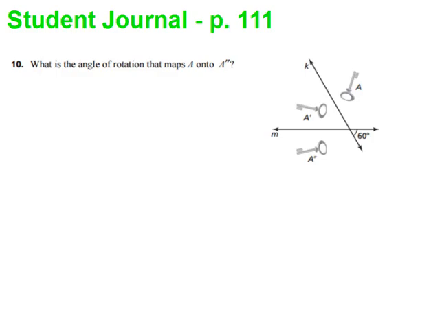Alright, so looking at number 10, it says, what is the angle of rotation that maps A onto A double prime? So if we know this angle, then we can figure out the overall angle. This angle is the same as this angle because of the vertical angle theorem. So this is 60 degrees, so this entire thing, 2 times 60 degrees, is 120 degrees. So the angle of rotation is 120.